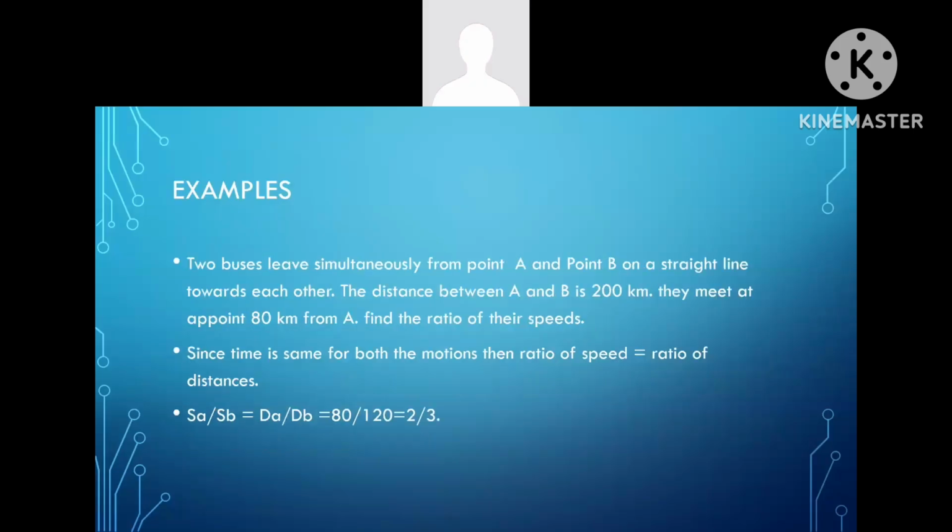Next comes another example. Two buses leave simultaneously from point A and point B, in a straight line towards each other. The distance between A and B is 200 km. They meet at a point 80 km from A. Find the ratio of their speeds. Since time is the same for both the motions, the ratio of speed equals the ratio of distances. SA by SB equals DA by DB, that equals 2 by 3.